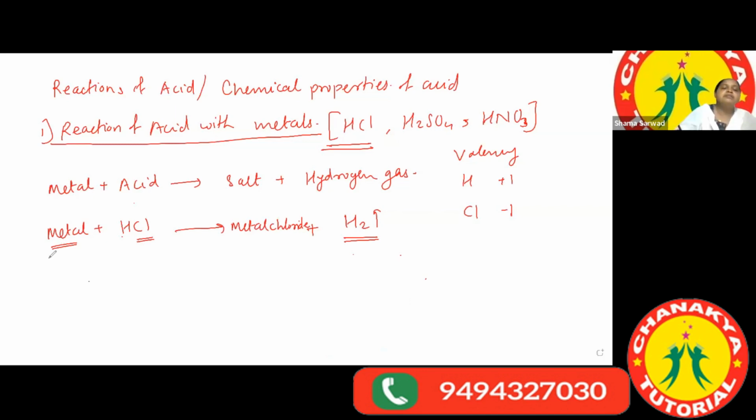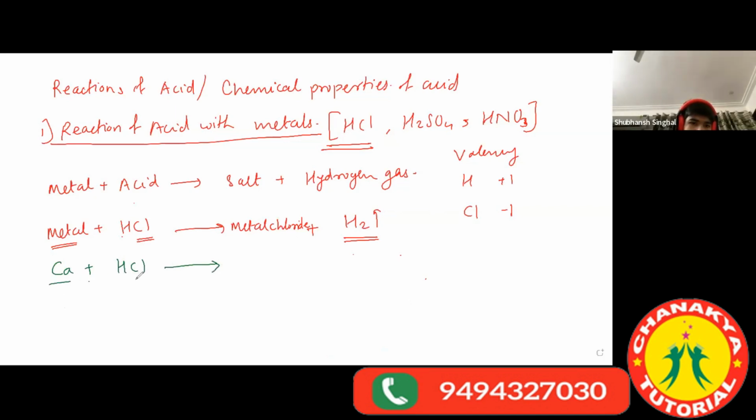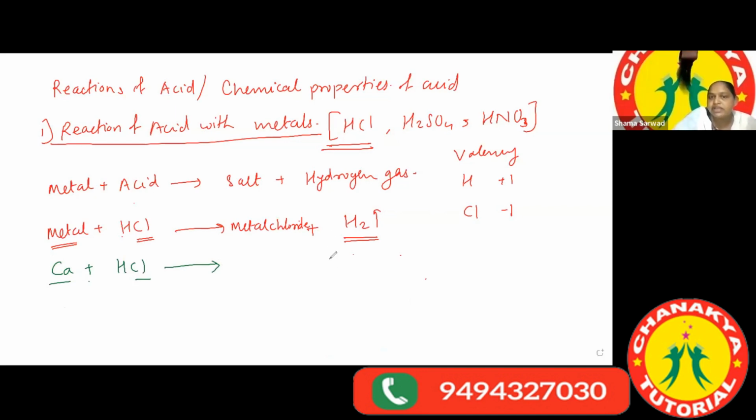Now see, metal, suppose I have taken calcium, Ca. If it reacts with hydrochloric acid, HCl, right? So what would be the product? Metal chloride. Now here calcium is there and chlorine is there, so we get calcium chloride, right? And your hydrogen gas would be released.